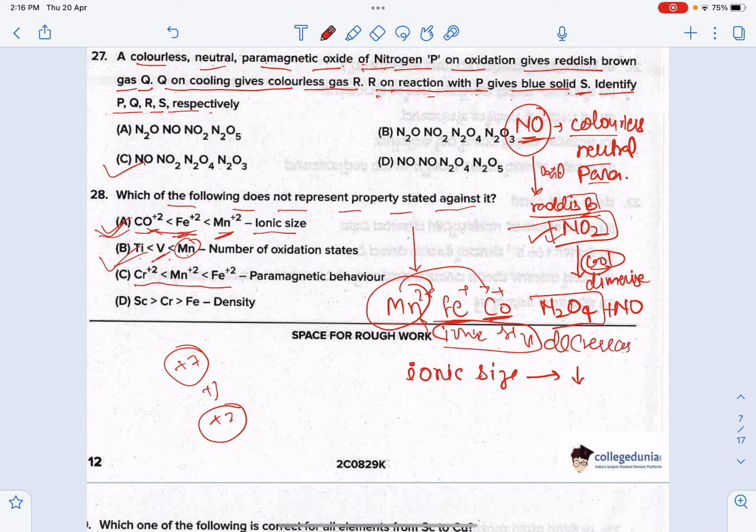Now the next characteristic is paramagnetic behavior. When you write the electronic configuration, you will find that iron has the more number of unpaired electrons than manganese, and then chromium. So the most paramagnetic will be iron and the least will be chromium, and it is also the correct option.